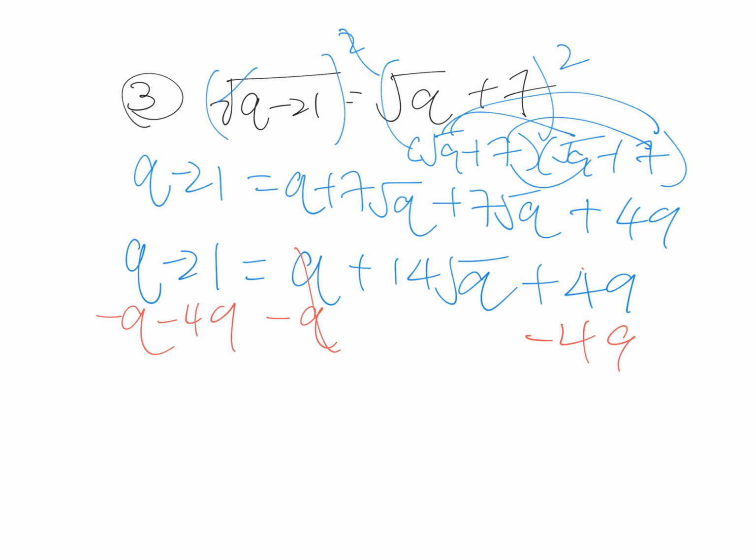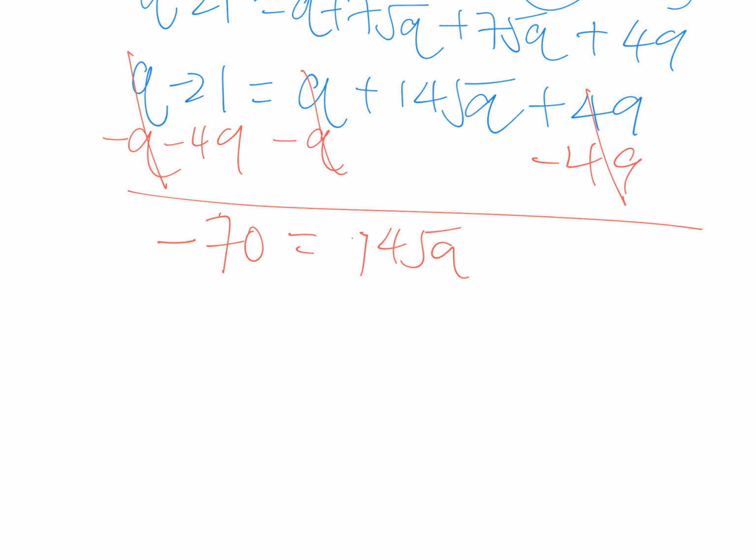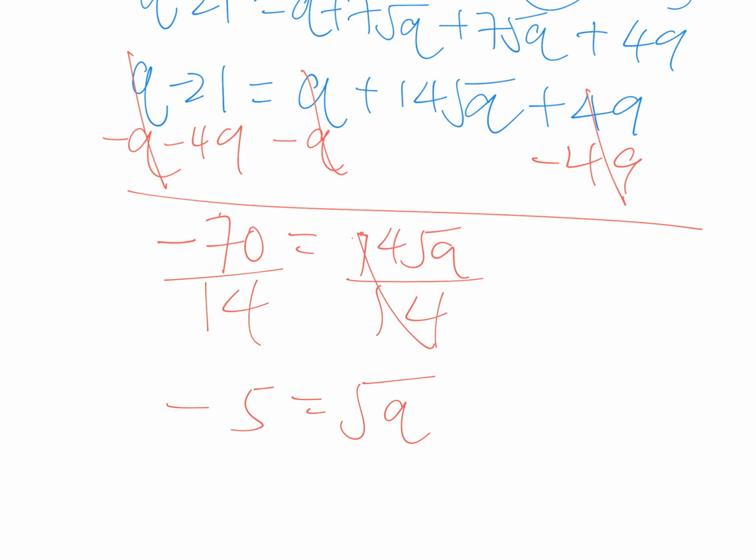So that cancels out. q minus q is 0. I'm left with negative 70. Negative 70 equals 14 root q. Let's divide both sides by 14. I believe negative 70 divided by 14 is negative 5. Okay. Let's finish the problem.